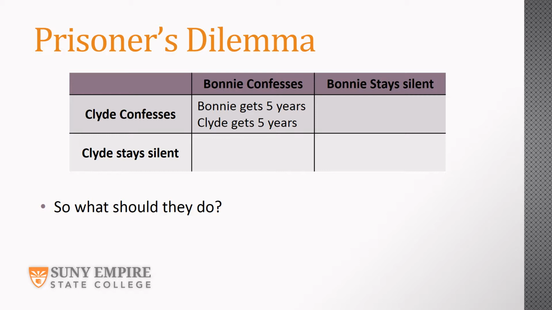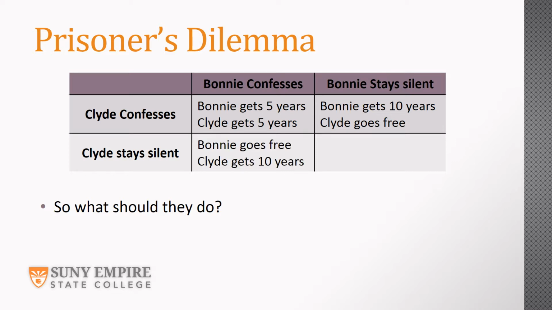In the case where both Bonnie and Clyde confess that the other committed the crime, each receive a 5-year prison sentence. It is possible that Clyde says Bonnie did the crime, but Bonnie stays silent. In this case, Bonnie gets a 10-year prison sentence, and Clyde goes free. Or, Bonnie may say Clyde committed the crime, while Clyde stays silent. With this possibility, Clyde gets the 10-year sentence, while Bonnie goes free.